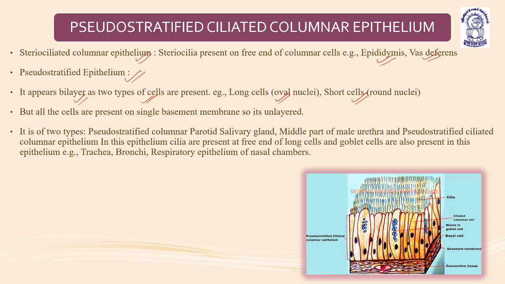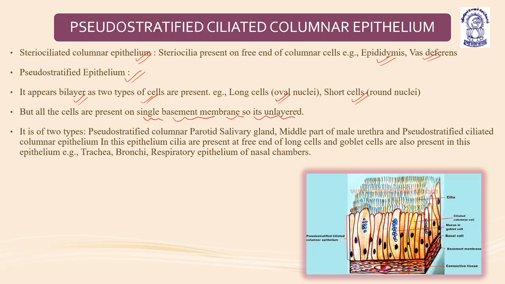But all the cells are present on a single basement membrane. Long cells and short cells are present on a single basement membrane. So it is unilayered. Pseudo-stratified epithelium looks like it has two layers, the long cells with oval nuclei and the short cells with round nuclei, but all the cells are present on a single basement membrane, so it is actually unilayered.